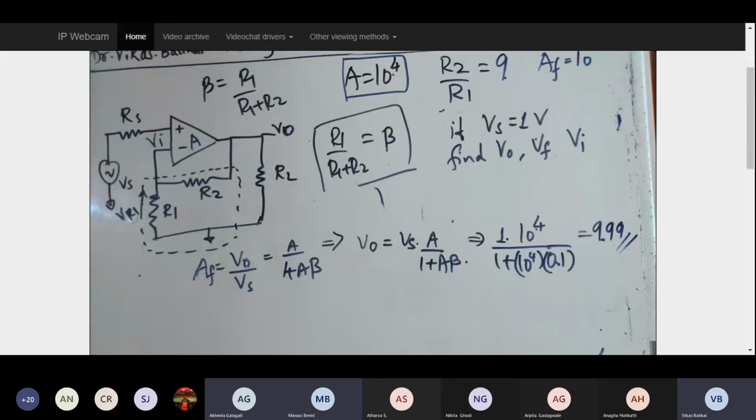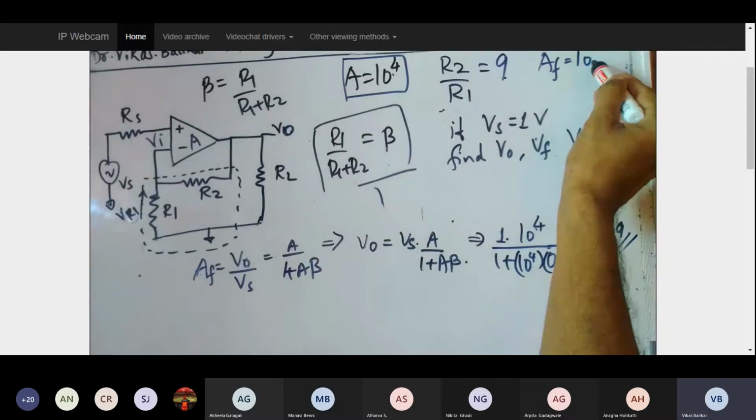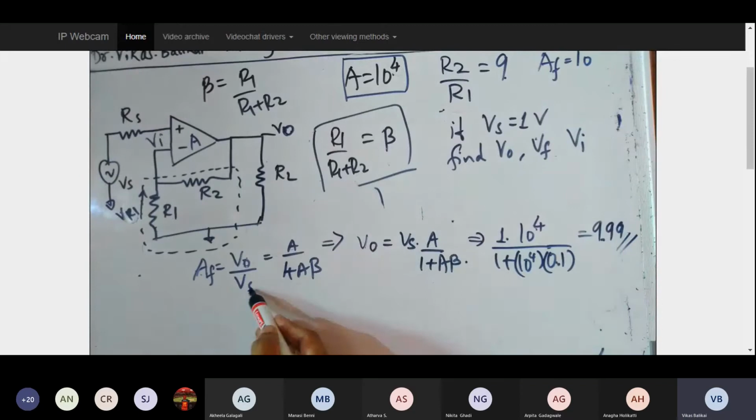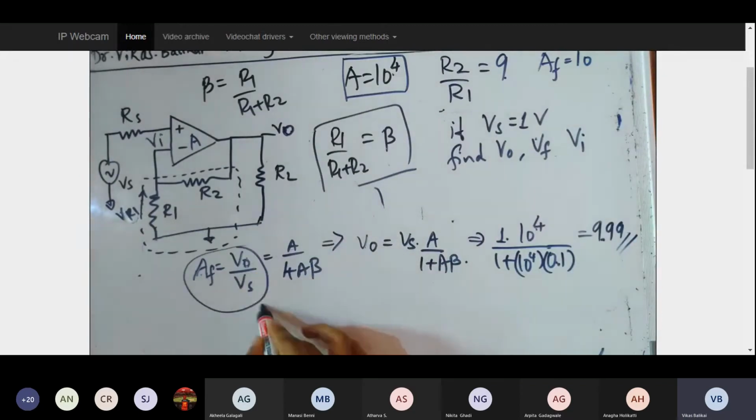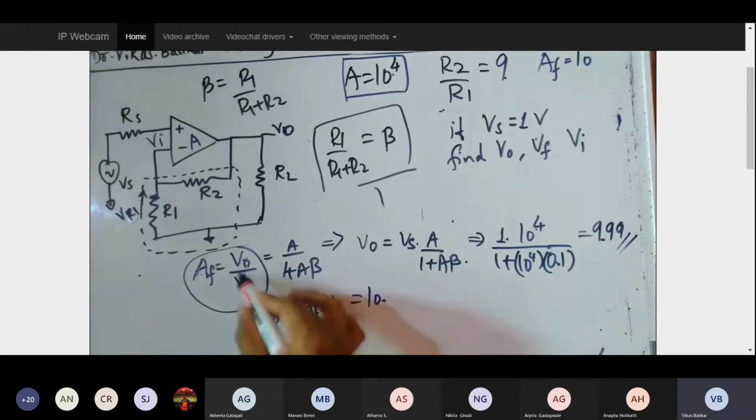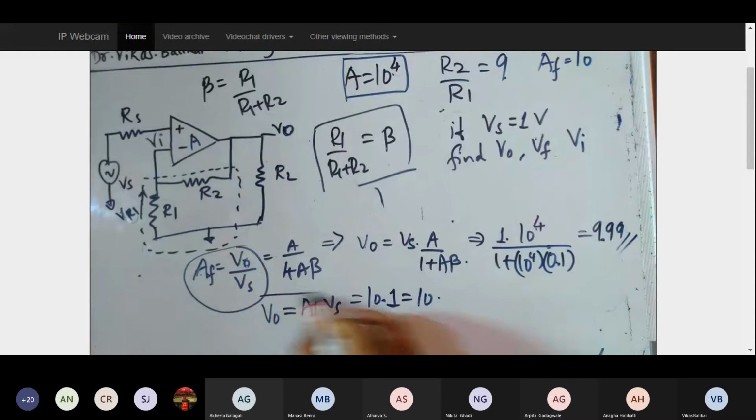Now I was expecting one answer from you. Is AF value given? What AF value is given? 10 is given. Vs is given as 1. If I just use this same expression, I get the output voltage. See here from this equation, please observe carefully: V naught equal to AF times Vs. AF is given as 10, Vs is given as 1. So this is also what I am getting, 10 only. Here I got 9.99 only.